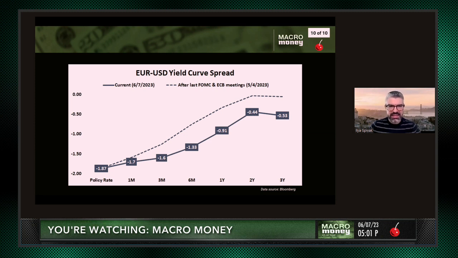So since the last FOMC and ECB meetings, going back to May 3rd, May 4th, this is now the spread in the curves. And you can see that the curve now is much more flat than it was a month ago. So what you see here is Fed policy expectations becoming more hawkish at a time when the ECB outlook, as we've just seen in the Eurozone curve, is standing still.